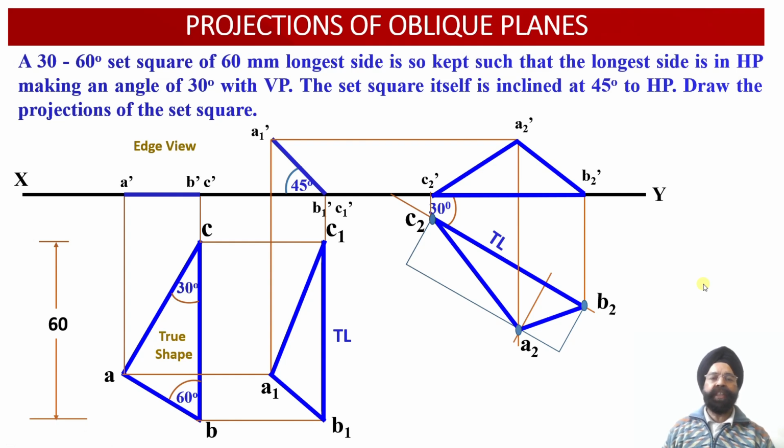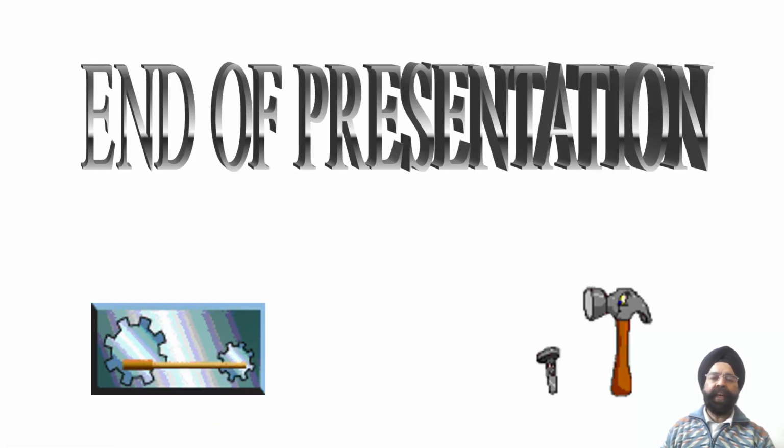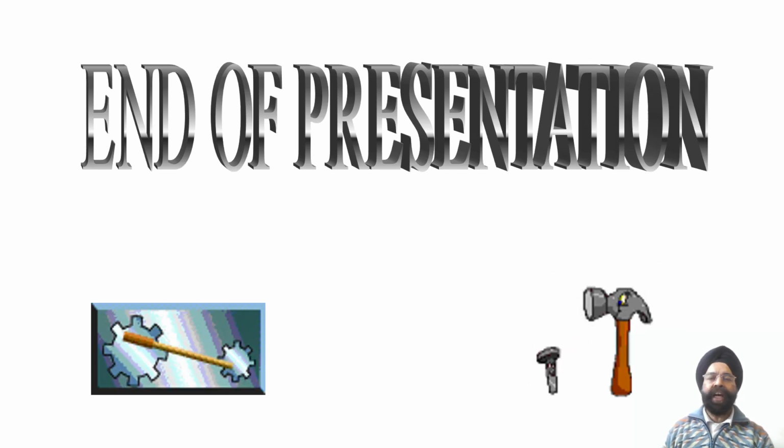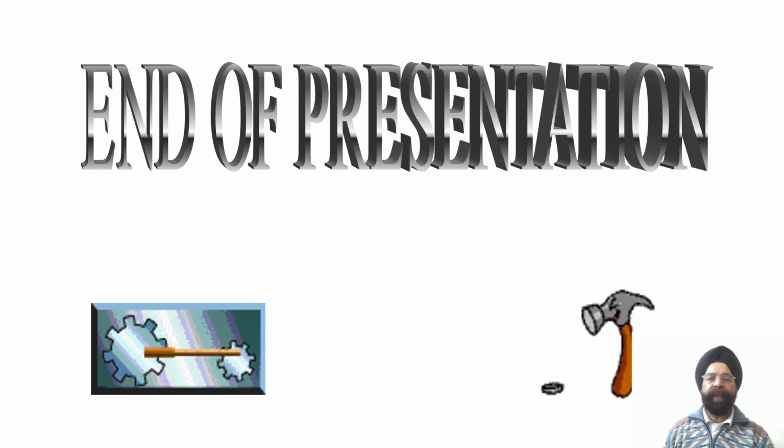So I hope that through this discussion you would have understood the procedure, how we obtain the orthographic projections of the oblique 30 degree, 60 degree set square when the lamina happens to be inclined with respect to the horizontal plane at an angle of 45 degree, and the longer edge of the lamina happens to be inclined with respect to the vertical plane at an angle of 30 degree. So we will be continuing with further discussion regarding a few more illustrative cases of orthographic projections of planes in the coming lectures.